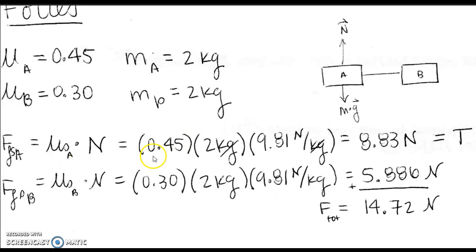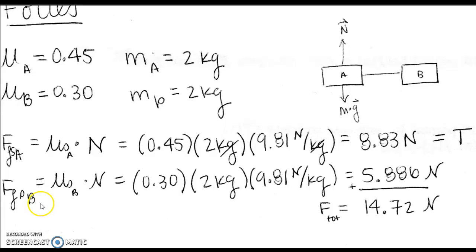So it would be 0.45 times the normal force, which, if we look at this free body diagram, is equal to the mass times the gravity, because it's just straight up and down. It's on a flat surface, there's no incline. So to determine the normal force, we just multiply mass times the gravity, and we know both of those things. So our total frictional force for box A is 8.83 newtons.